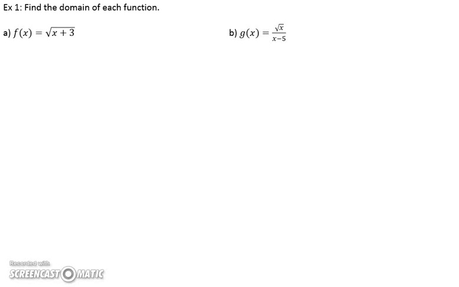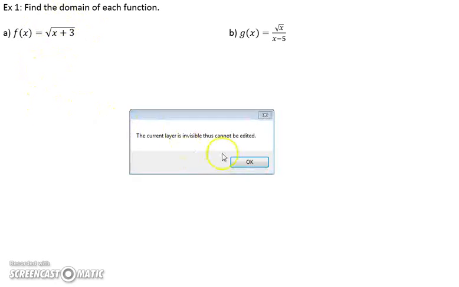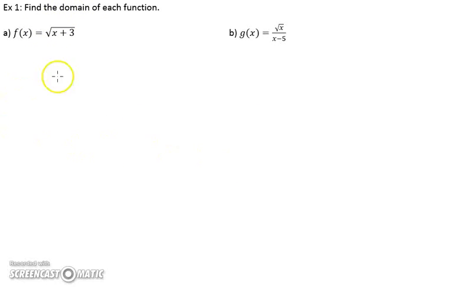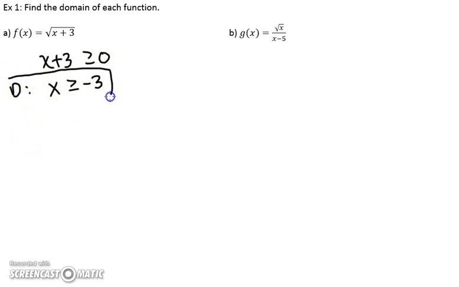Find the domain of each function, square root of x plus 3 and square root of x over x minus 5. So here we have a radical, so we need to find the radicand. And that radicand is x plus 3. We need to make sure that x plus 3 is greater than or equal to 0. So our domain is going to be every single x value that is greater than or equal to negative 3. That's going to be our domain. Any x value that is greater than or equal to negative 3 will work in this function. Any value that's not on this interval is not going to work.